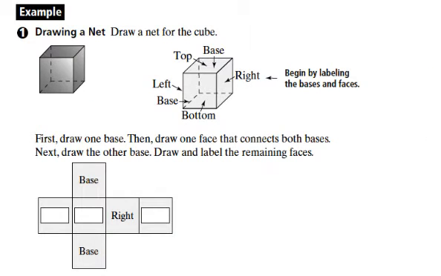Example number 1, drawing a net. Draw a net for the cube. First draw one base, then draw one face that connects both bases. Next draw the other base. Draw and label the remaining faces. If you look at this net that's drawn, you can see the two bases, and then you can see the other four faces.